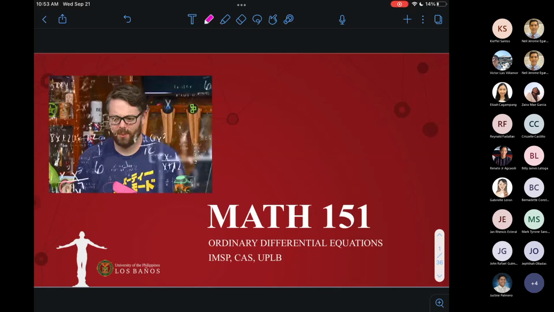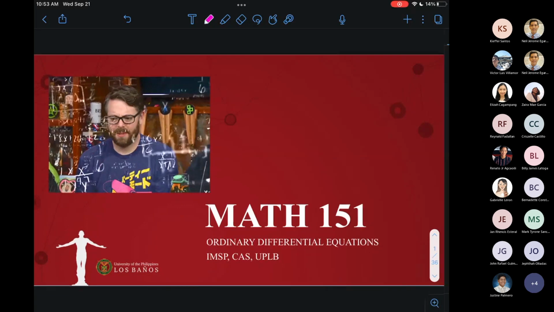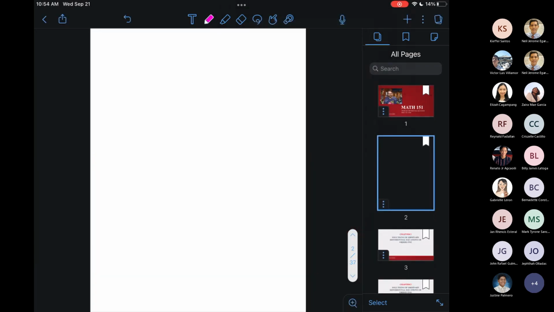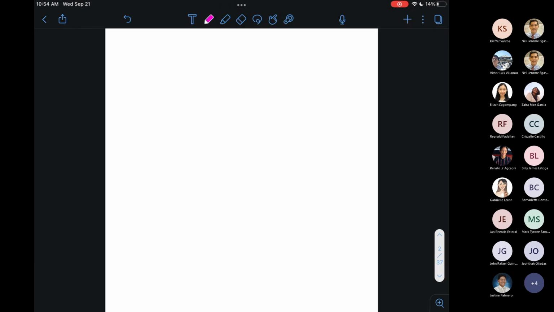Kasi remember, what we did for that particular part of the course ay pabaliktad. So let me just add a page. Ang ginawa natin, meron tayong intended solution. So meron kang family of curves, tawagin nating G, meron kang family G of curves. Nakadepende siya sa parameter. So ang hinahanap natin ay ano yung ODE na ang solution ay yung family of curves na given. So it's sort of a reverse process than what we will be doing right now.